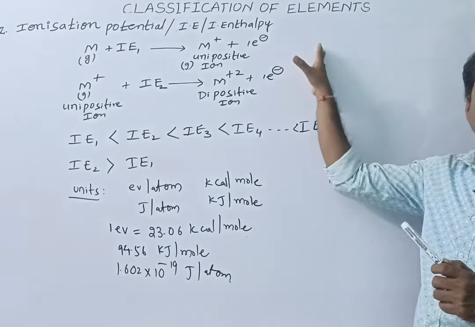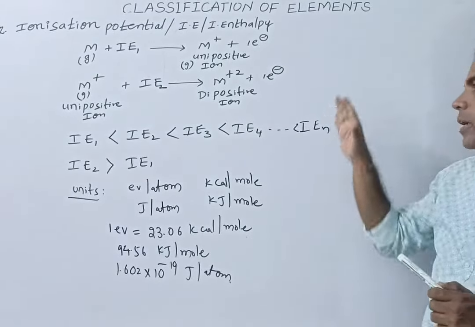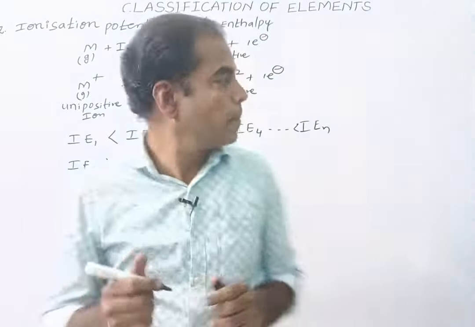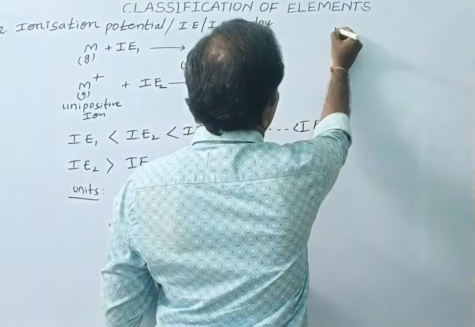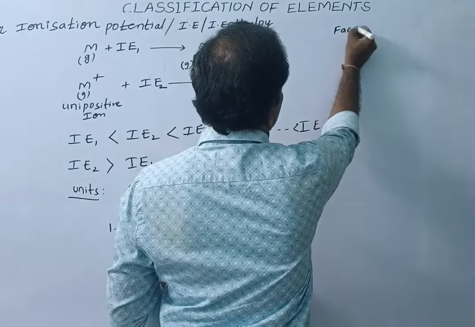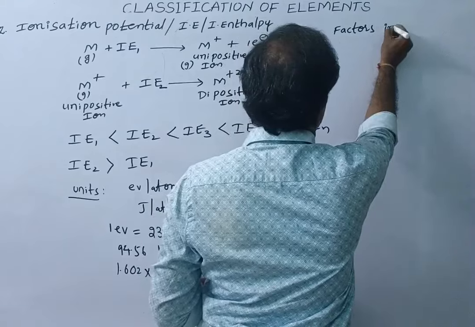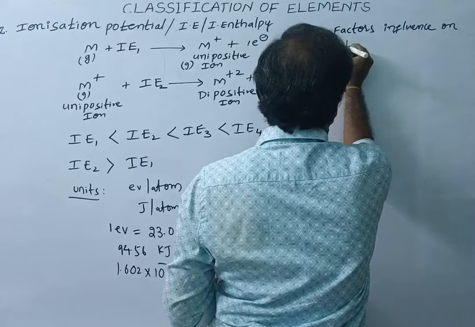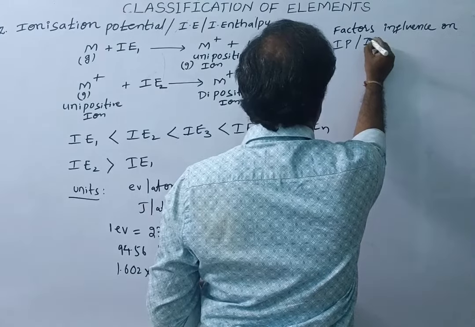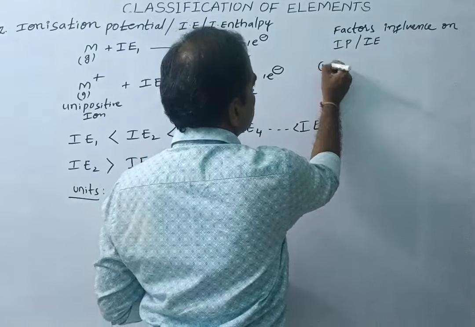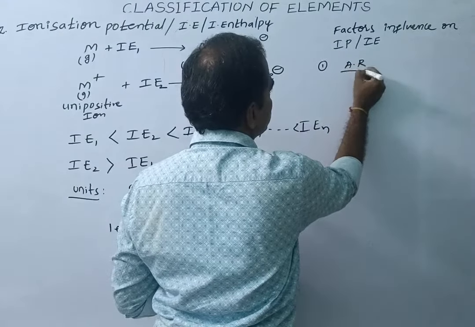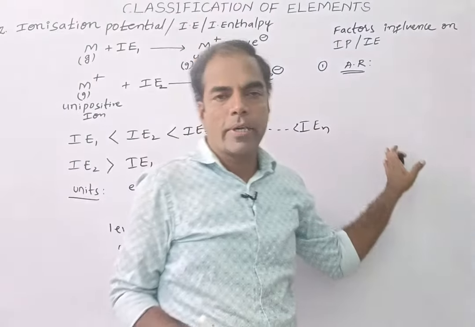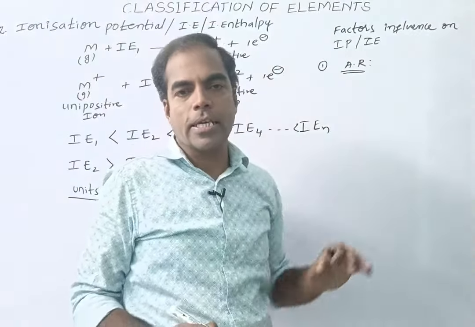Next, what are the factors influencing ionization potential? The first one is atomic radius. As the atomic radius increases, ionization potential decreases.